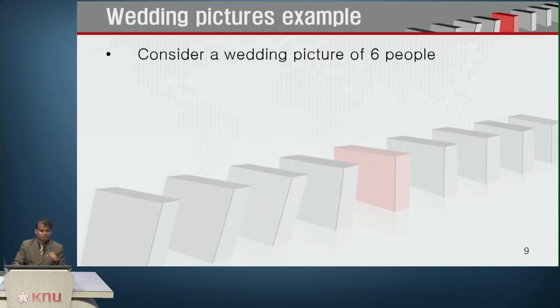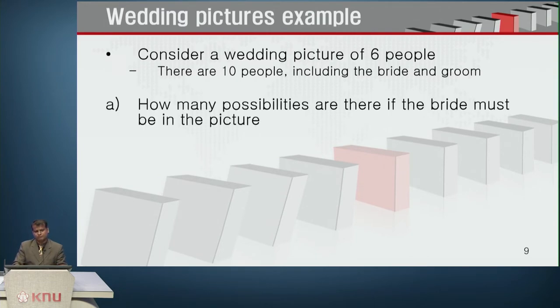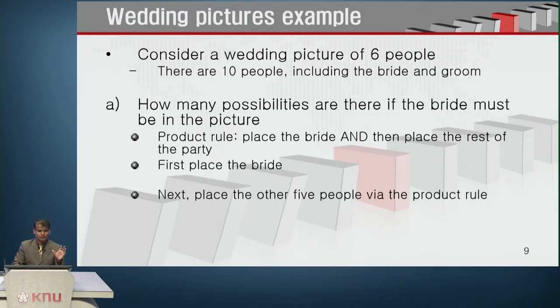Consider a wedding picture of 6 people, and there are 10 people including the bride and bridegroom. So we can only have 6 people in the wedding picture, but there are 10 people including the bride and bridegroom. How many possibilities are there if the bride must be in the picture? Here we assume the bride should be there, and with that, how many possibilities do we have? You can go for the product rule: place the bride and then place the rest of the party in the picture. Once you place the bride, you have the option of placing only 5 other people.